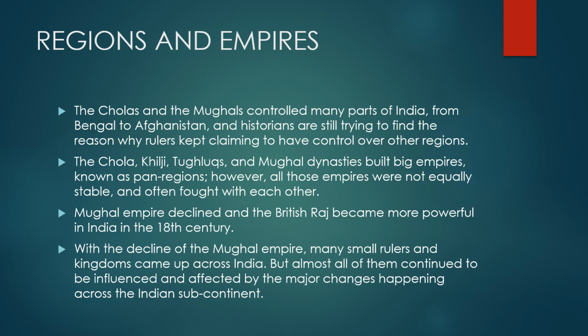The Mughal Empire declined and the British Raj became more powerful in India in the 18th century. With the decline of the Mughal Empire, many small rulers and kingdoms came up across India. But almost all of them continued to be influenced and affected by the major changes happening across the Indian subcontinent.